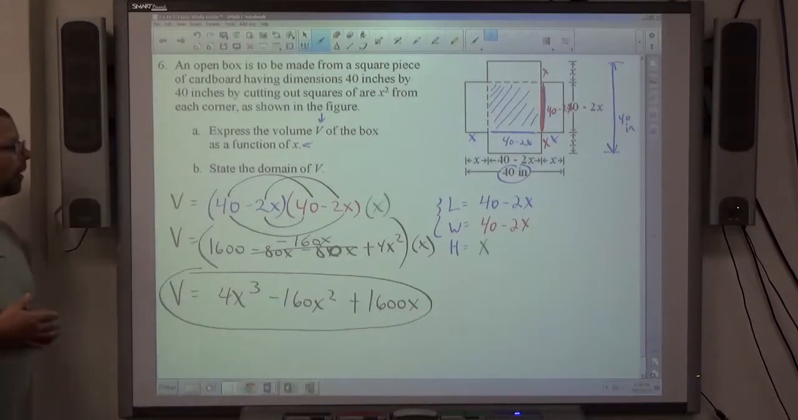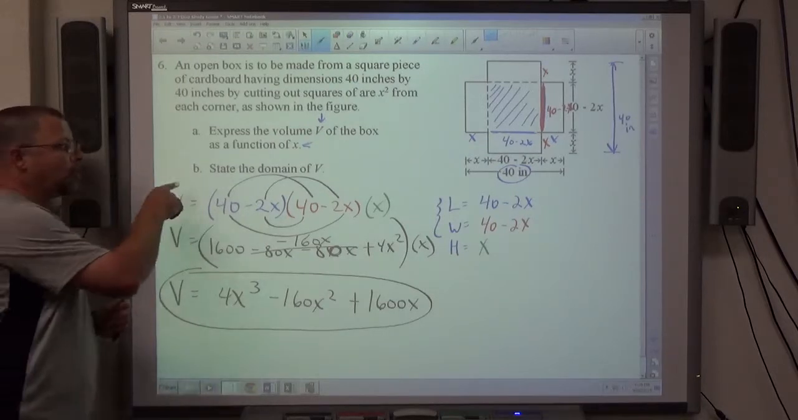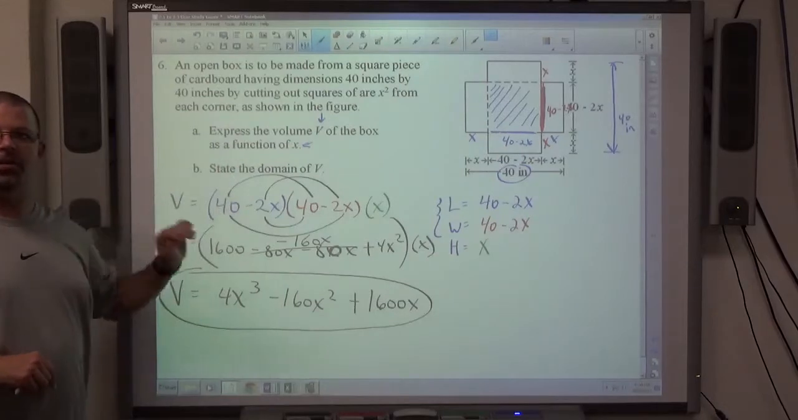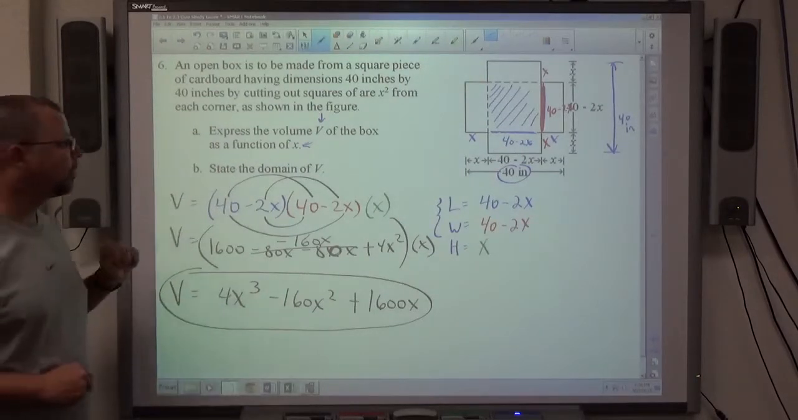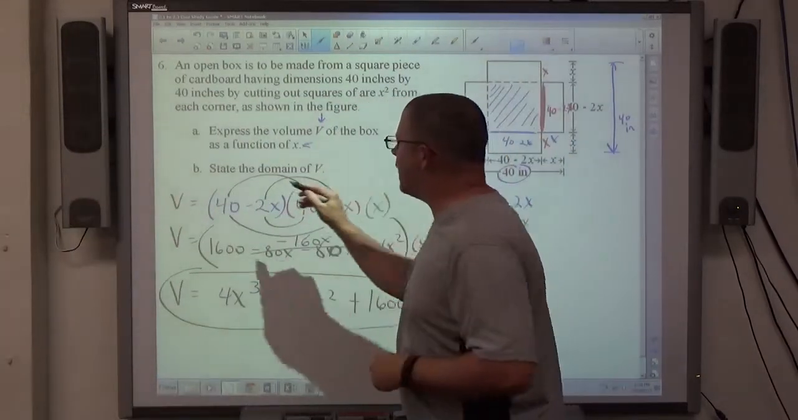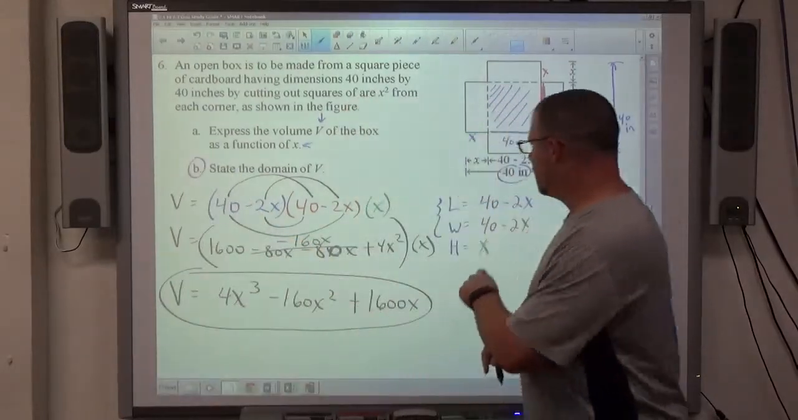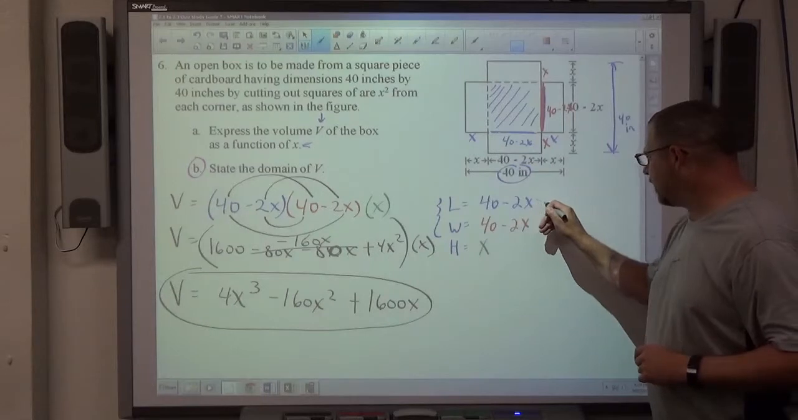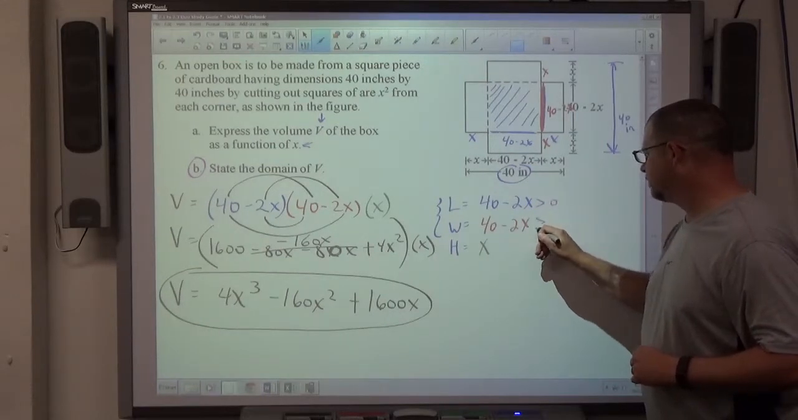And you can see the volume formula here is a polynomial function, and the rule of polynomial functions for domain is any number can be x. Okay, so for part B, state the domain of V. If I just saw the function, didn't know there was a picture attached to it, I would say all real numbers, but there is a picture attached to it. So to do part B, it's real simple. Your dimensions must be positive. So simply state that each dimension is positive.